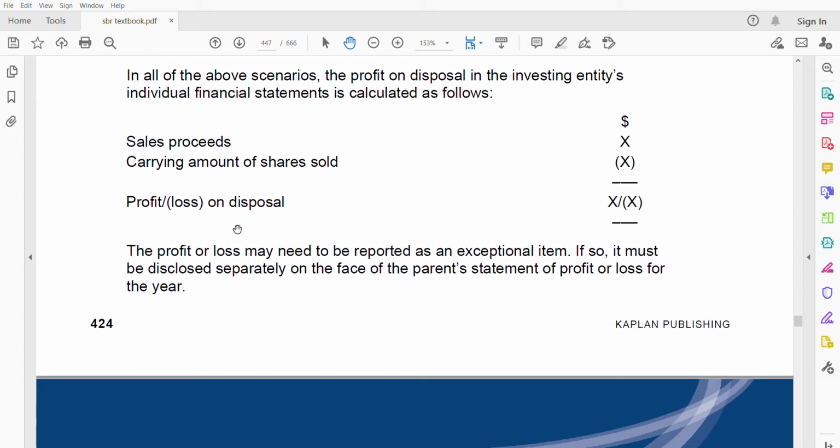The profit or loss may need to be reported as an exceptional item. If so, it must be disclosed separately on the face of the parent's statement of profit or loss for the year. If it is reported as an exceptional item, then you have to disclose it separately. On the face of the parent's statement of profit and loss for the year, it's individually for the parent, not for the group. We're not talking from the point of view of consolidation.